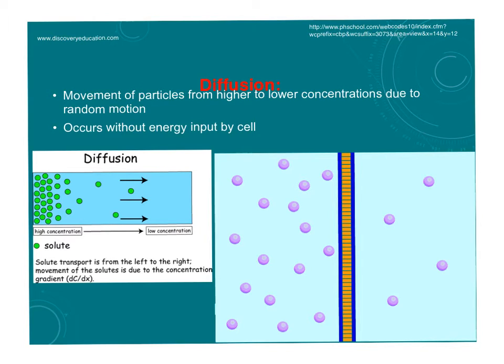Molecules have kinetic energy. They're moving around. And as they're moving around, they're bumping into each other, colliding, ricocheting, and moving into places where there's less of them. This doesn't require any energy on the part of the cell to move the material across the membrane. It's a naturally occurring process.